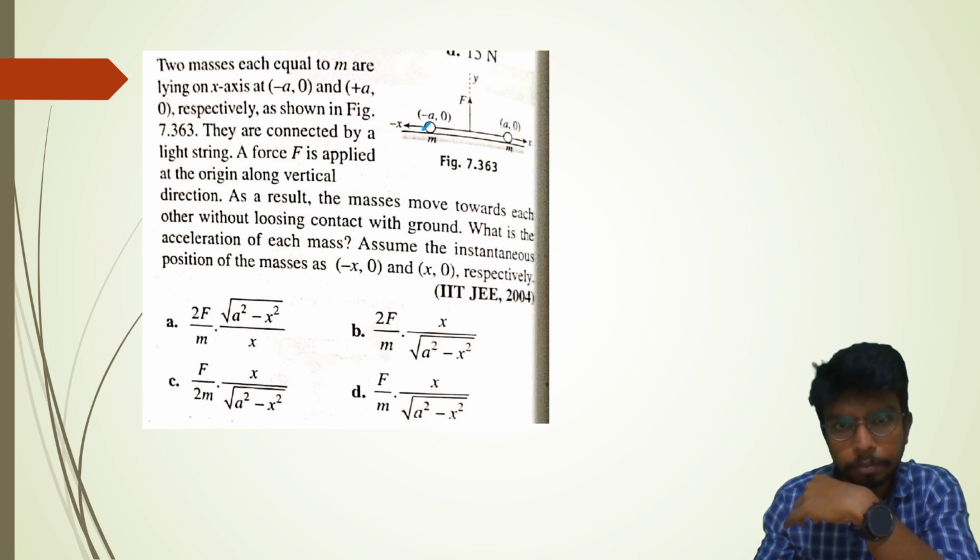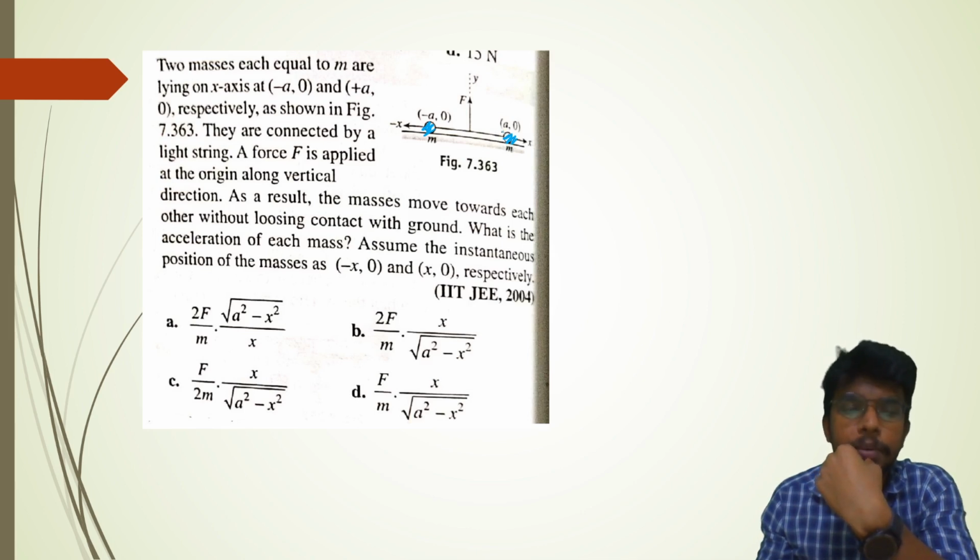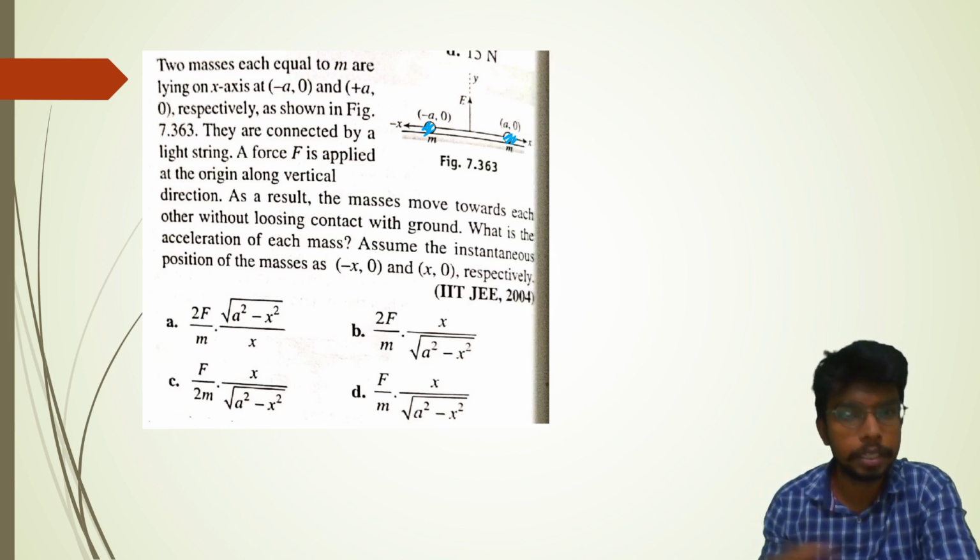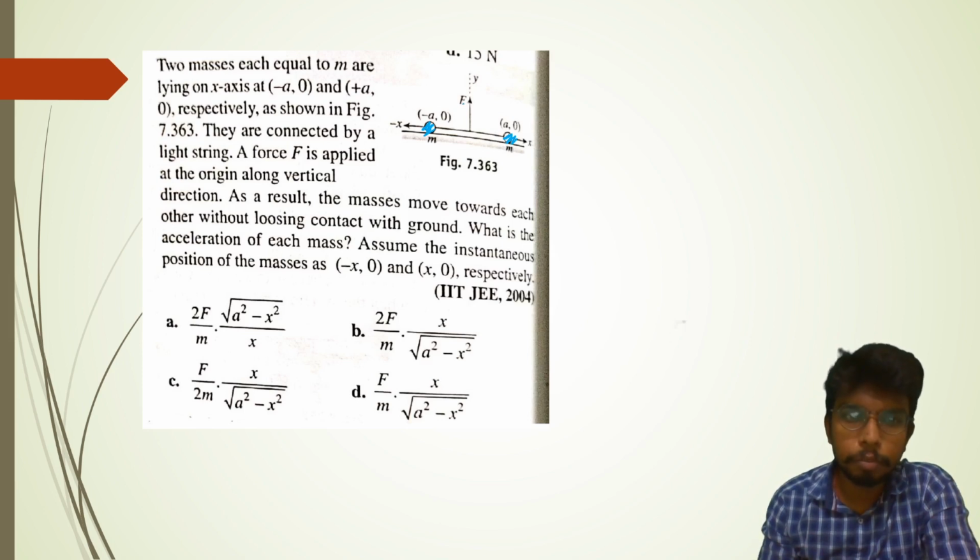We have two masses over here, 1 and 2, and they are connected by a light string, not spring. A force F is applied at the origin along the vertical direction, upward. There is a force being applied in the vertical direction. As a result, the masses move towards each other.